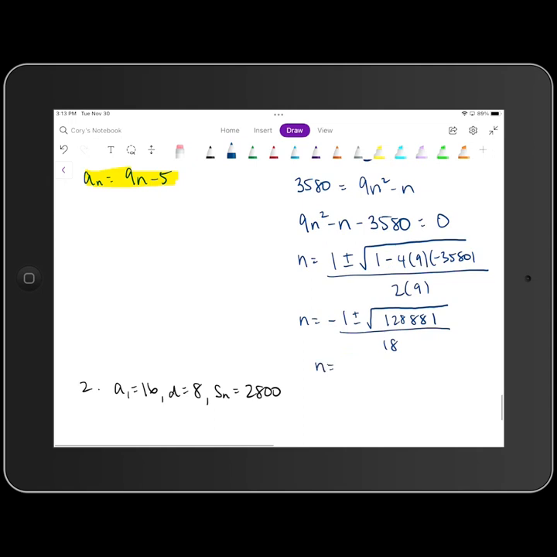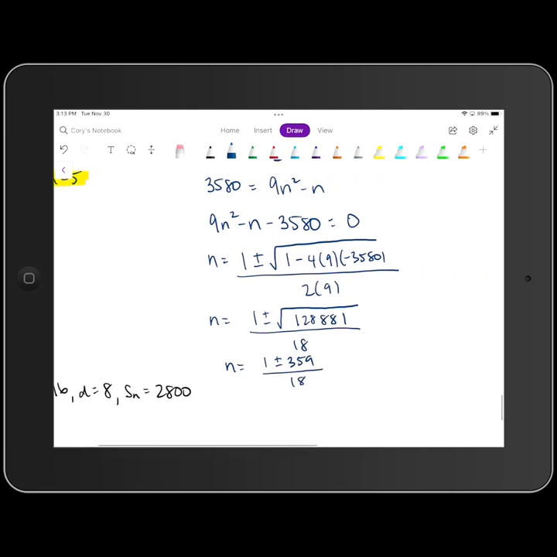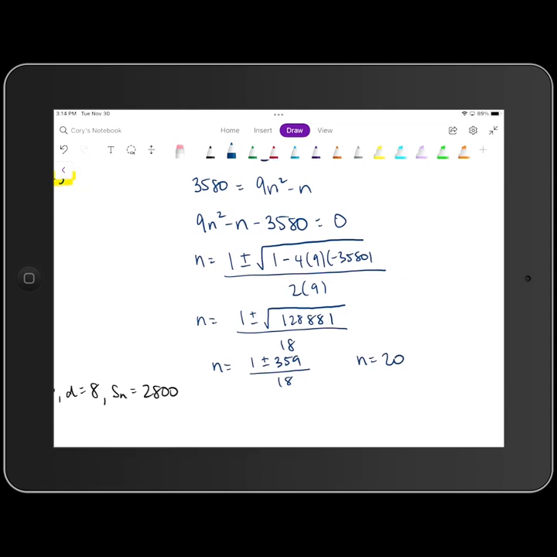And that radical winds up becoming, whoops, sorry, that shouldn't be negative 1, that should be positive 1. That radical winds up simplifying to 359, so you get 1 plus or minus 359 over 18. And then if you do 1 plus 359, that's 360 over 18. So 360 divided by 18 is 20. And then when you do 1 minus 359, you get negative 358 over 18. And negative 358 over 18 winds up simplifying to negative 179 over 9.